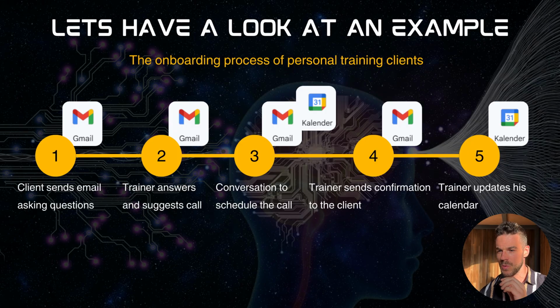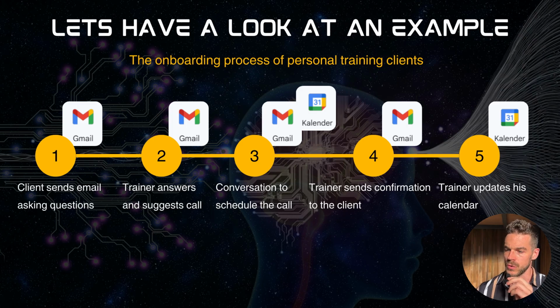So in the first step, we get an email of a client asking any question about the personal training or directly to schedule a call. Then a trainer has to answer maybe the questions or already suggest a call. And then a conversation is going back and forth between the trainer and the client. Sometimes this can take up to several days. In step 4, the trainer sends a confirmation to the client, and in step 5, the trainer updates his calendar. So Google is involved, Google Mail and Google Calendar.